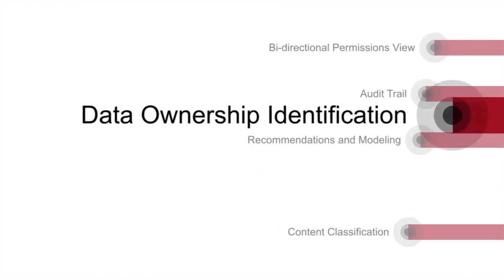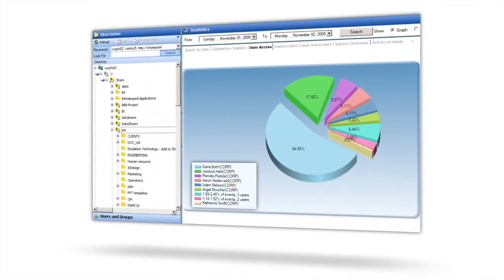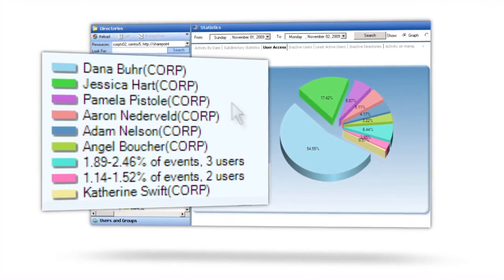The fourth functionality that DatAdvantage offers is to identify data owners. Because we see who is actually accessing data, we can identify the top users of a data set and lead IT right to the appropriate business owner.